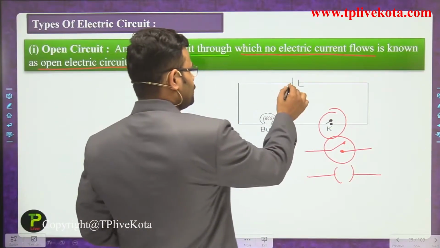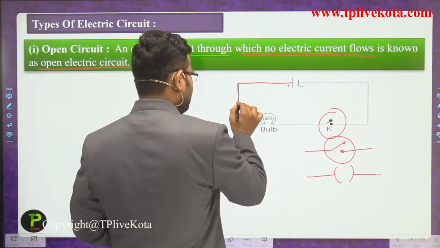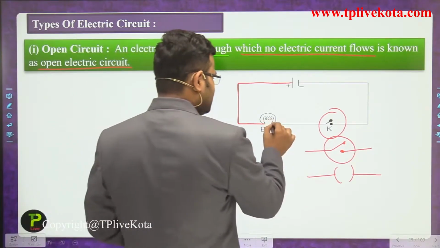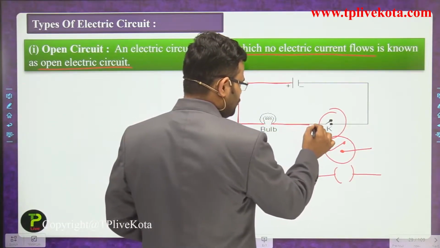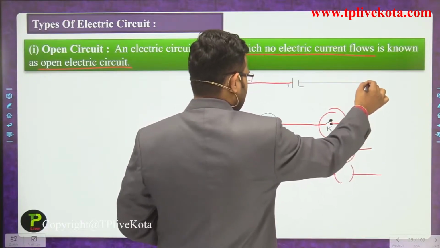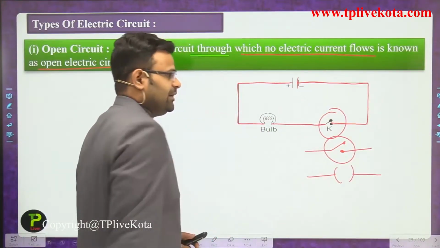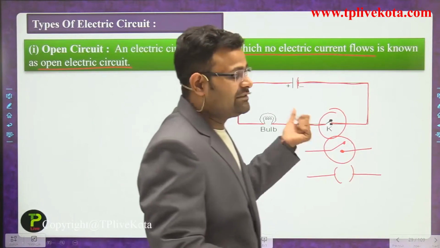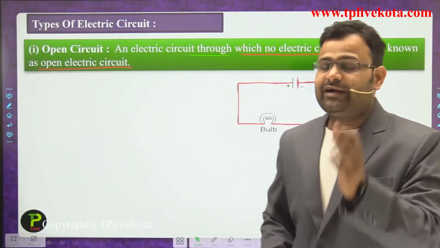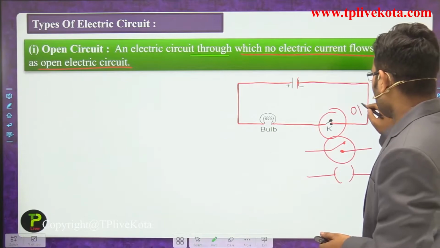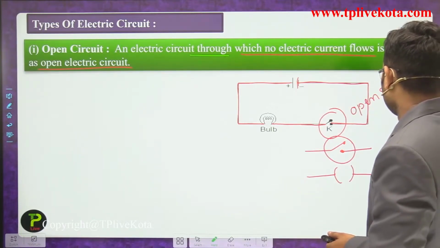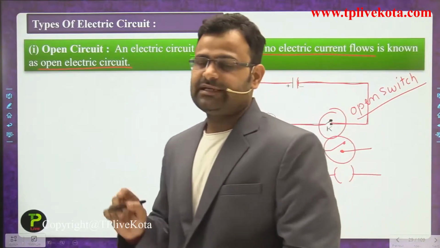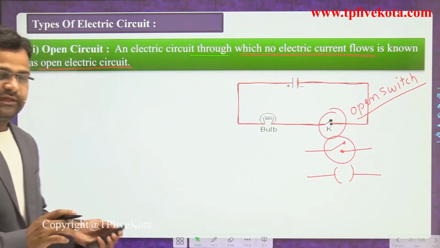What is happening? The circuit starts from the positive terminal of the battery, moves to one point of the electrical bulb, and after that the second terminal moves to a switch, and after the switch it is completed, coming back to the negative terminal of the battery. So that circuit is completed. But in that circuit the switch is in the open condition. Due to the open switch, guys, the current is not flowing in that circuit, so that circuit is called an open electrical circuit.